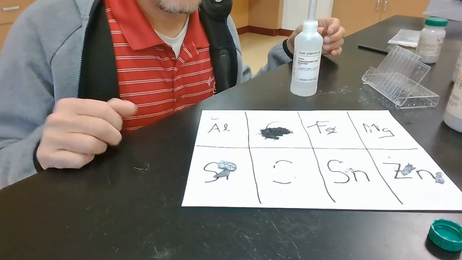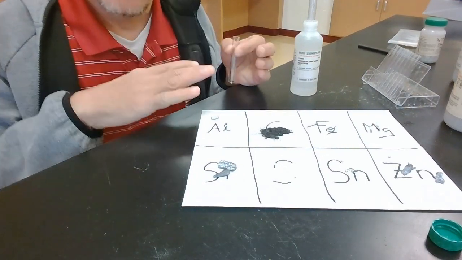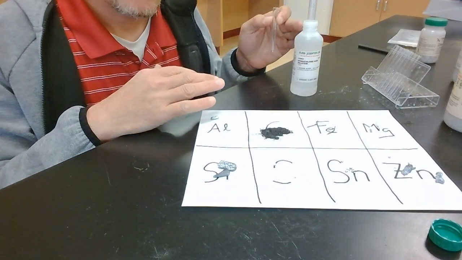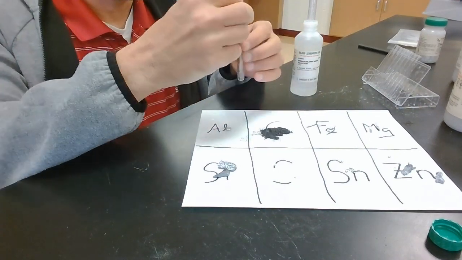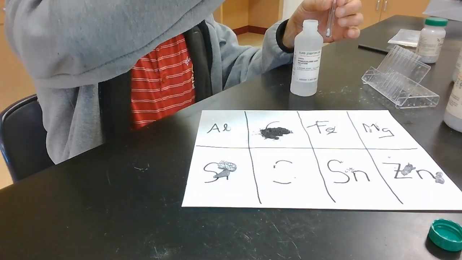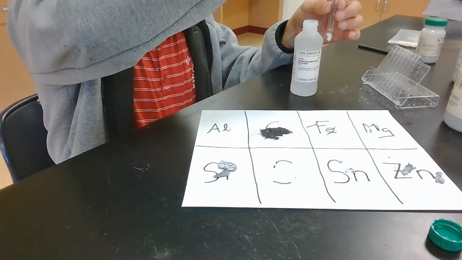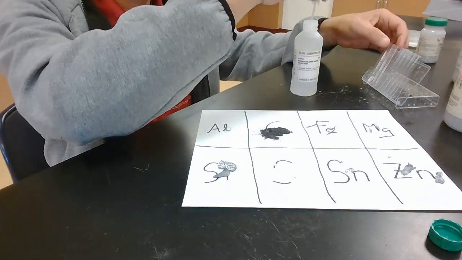Okay, now we're going to take each one of these and put them in a little test tube, and we're going to add some hydrochloric acid and see if they react with hydrochloric acid. So let me take a little piece of aluminum here and add a little bit of hydrochloric acid, and let's leave that sit for a minute, see if anything happens.